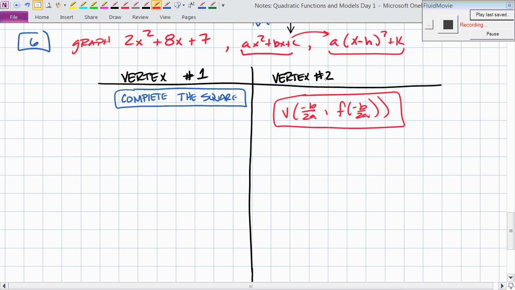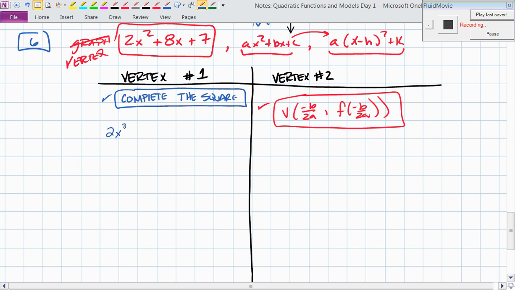Well, there are two ways that we can do it. The first way I'm going to show you is the complete the square way. And the second way is going to be this vertex, −b over 2a, f of −b over 2a. You can choose whichever way you want. If we just want to find the vertex, there are two ways to do it. So let me show you the complete the square way. It's going to look something like this.